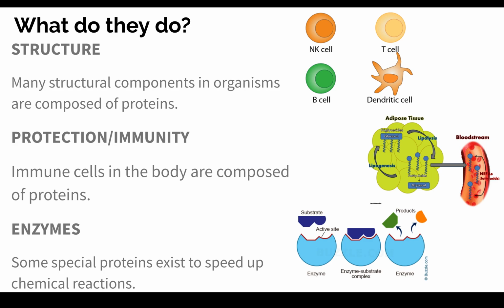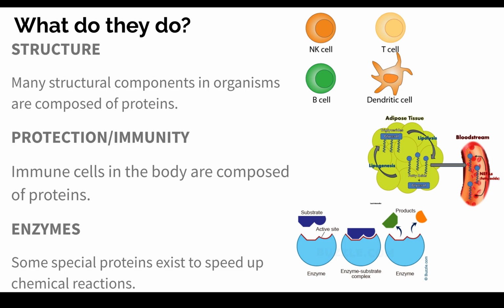Proteins, what do they do? They're all about structure, protection, and these guys called enzymes. As far as structure, many of the structural components in organisms are composed of proteins. When you think protein, the thing that probably comes to mind first is muscle, right? So proteins are needed to build muscle. Muscle is one of the big structural components in living organisms. Proteins also play a big role in cell membranes, making up the cell membrane and providing structure to the cells. So structure is a big thing for proteins. That's kind of the main function.